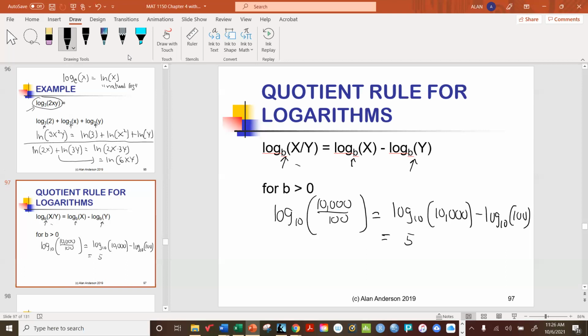We're actually stuck on slide 97. Yeah, same here. The quotient rule, you mean? Yeah. All right, so here's what we'll do. We'll stop right here. I mean, it's 11:30 anyway.